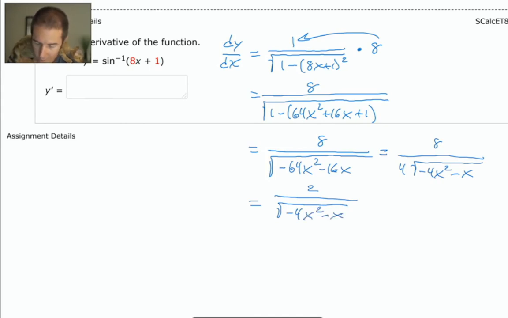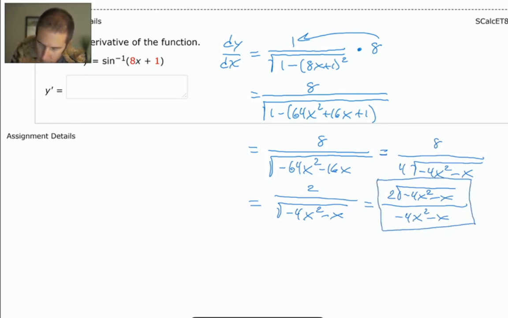You could then rationalize the denominator if we wanted to go totally nuts with this, and write it as 2 times the square root of negative 4x squared minus x, all divided by negative 4x squared minus x. All right, I'm not taking it any further than that.